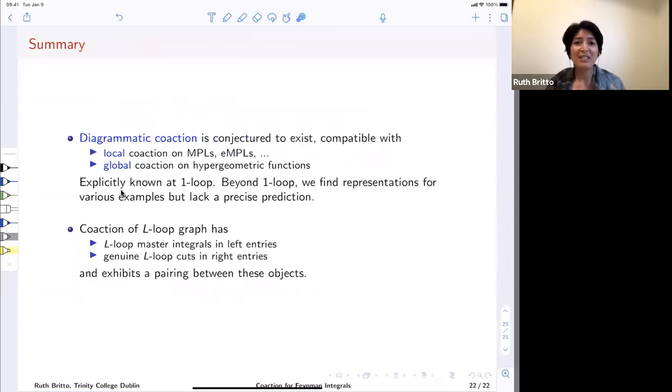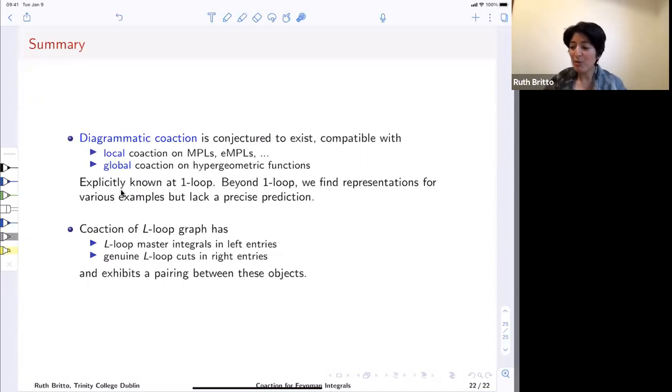To summarize, we've conjectured that this diagrammatic coaction exists, which is compatible with a local coaction on multiple polylogs and related functions, and also with a global coaction on hypergeometric functions, which in turn is conjectural. We have a very clear conjecture at one loop. Beyond one loop, we have just these examples, but we lack a precise prediction because, as I mentioned, the rational coefficients that turn up are hidden away in the definition of the contours.